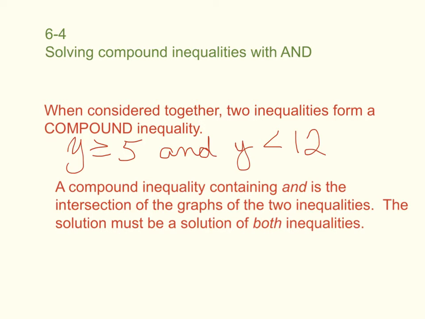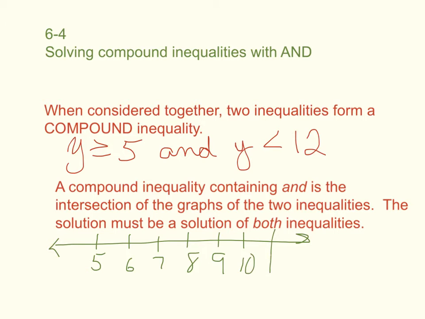So it says here that a compound inequality containing "and" is the intersection of the graphs of the two inequalities. The solution must be a solution of both inequalities. So if we think about that, if we were to quickly sketch a number line here, and we had 5, 6, 7, 8, 9, 10, I'm going to run out of room here, 11, and 12, okay?